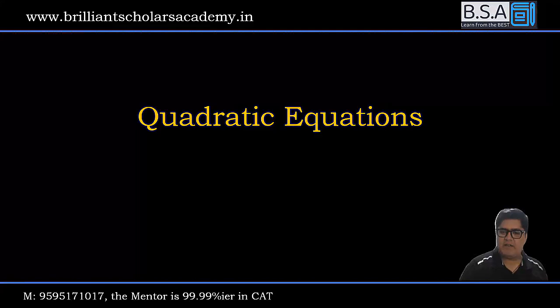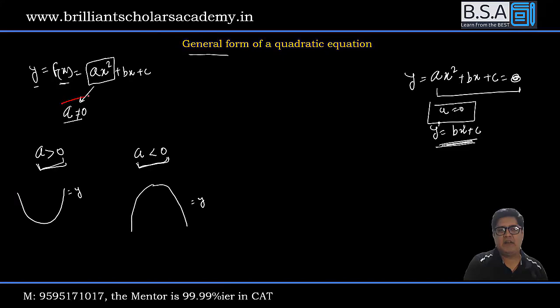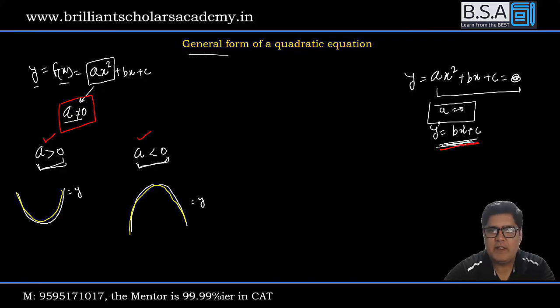So we started with quadratic equations yesterday. We observed that the first coefficient should never be zero. It is either positive or negative. If the first coefficient becomes zero, it becomes a straight line, or linear equation. So when A is positive, it is an upward graph. When A is negative, it is a downward graph, basically a U kind of shape.